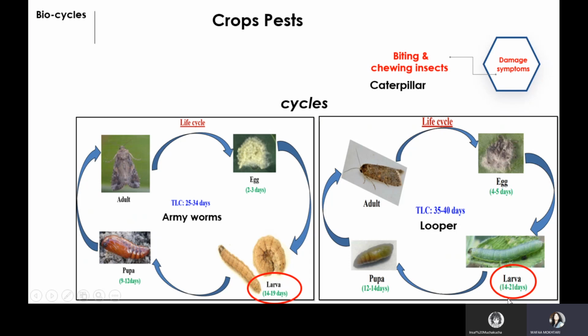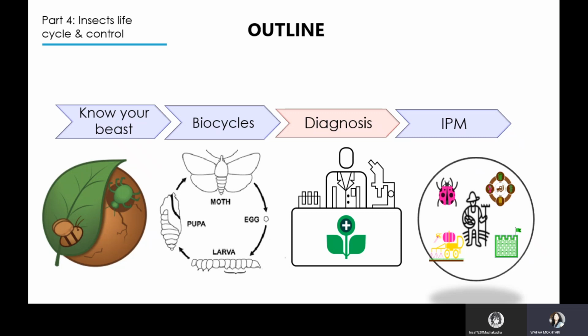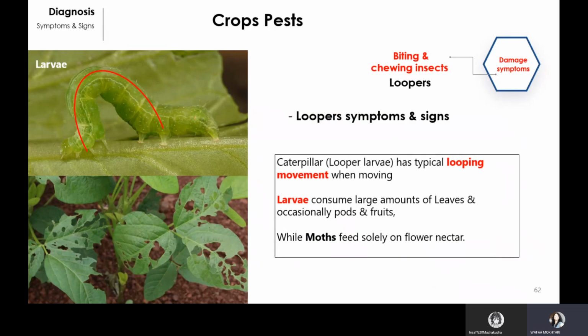Same for the looper. Looper are caterpillar that chew and bite, defoliating those leaves and attacking those, and this makes really bad damages in the crops. So let's know about the looper.